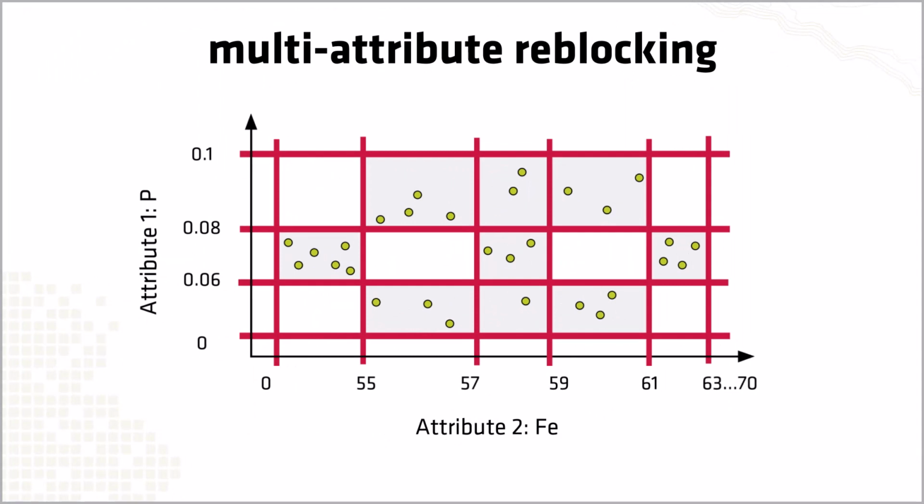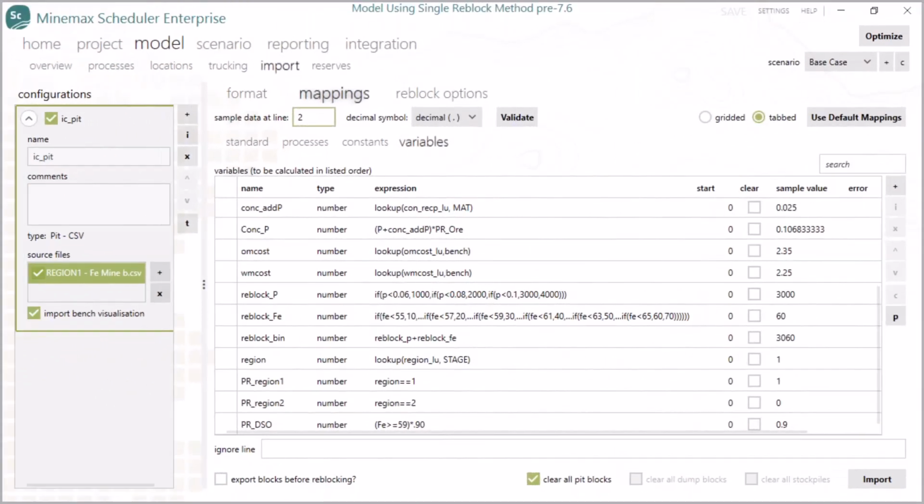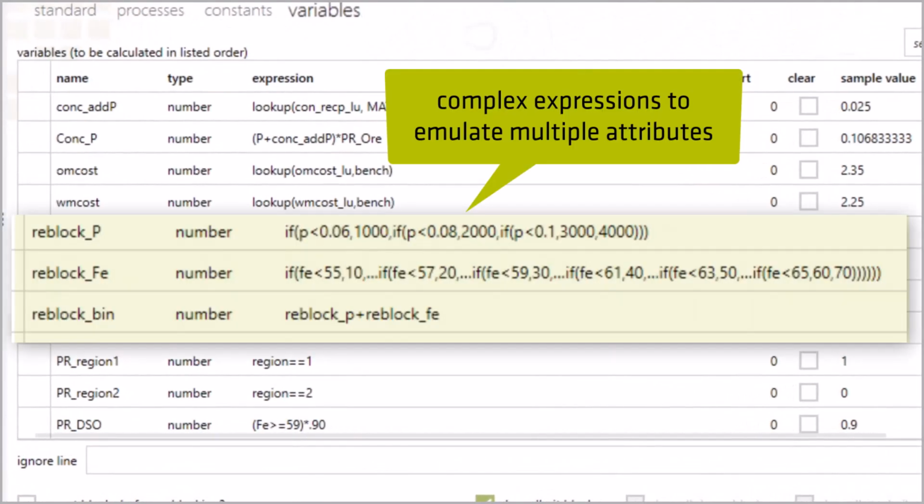The shortcoming in the earlier versions is that MindMax Scheduler only allowed one attribute to divide blocks into bins. For our demonstration, let's say we want to reblock by two attributes, phosphorus and iron. Phosphorus ranges from 0 to 0.1 and iron ranges from 0 to 70. Previously, you would probably have to resort to complex lookup tables or import expressions like this to emulate reblocking using the two attributes.